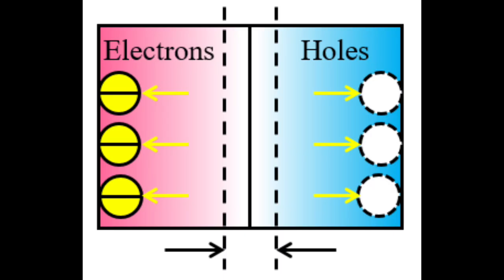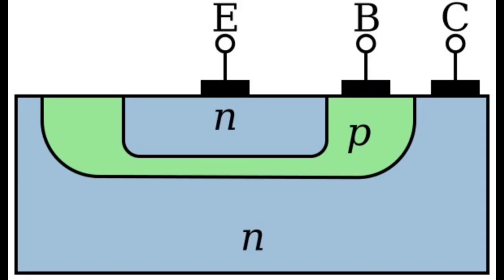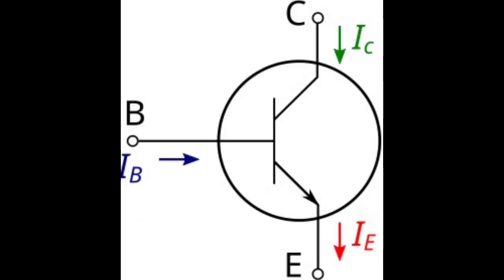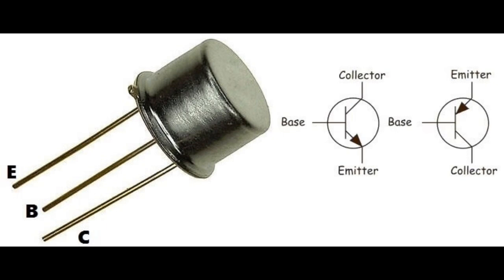BJTs are significant in electronics because they can amplify small signals, for example in audio amplifiers, or act as switches in digital circuits, for example in logic gates. They were a cornerstone of early transistor technology and remain widely used in applications requiring high current gain, such as in power amplifiers, RF circuits, and analog systems. Despite the rise of MOSFETs in modern integrated circuits, BJTs are still preferred in certain scenarios due to their high current handling capability and linear amplification properties.